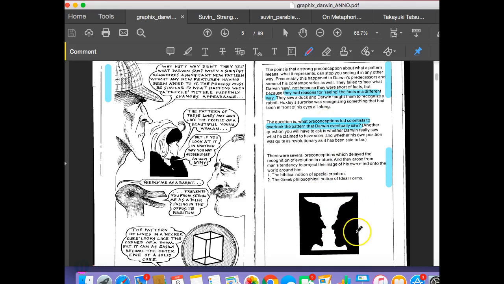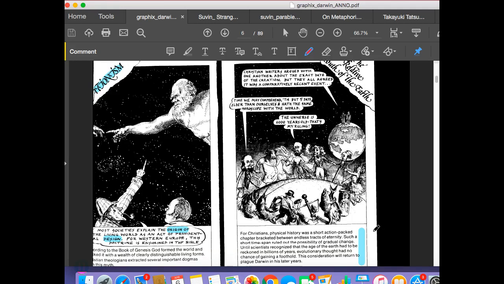But you can see the images that they use here, the duck-rabbit, the vase, or the two people talking. Sort of optical illusions, right? And that's what is being said here. That people understood that evolution was sort of the idea, but they just could not put it all together, and it was Darwin who put it all together.